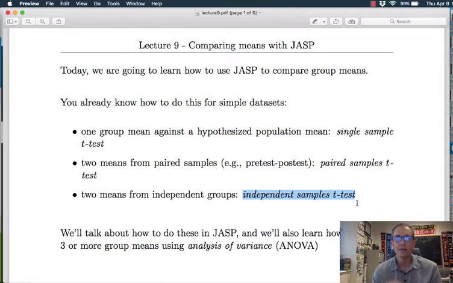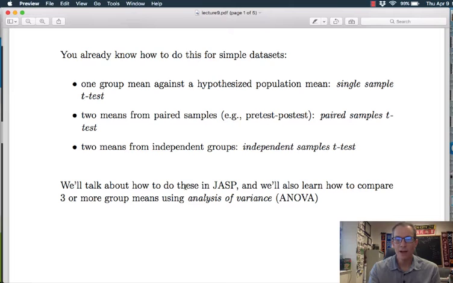You know how to do these, you know how to do them by hand. But when you have more complex data sets, it is very helpful to not have to do these by hand. And so we'll use JASP to do them, but you still need to know the mechanics of how they work, and particularly important, how do you interpret the results of those tests. And then finally, one of the things that we're going to introduce today is we're going to learn how to compare three or more group means.